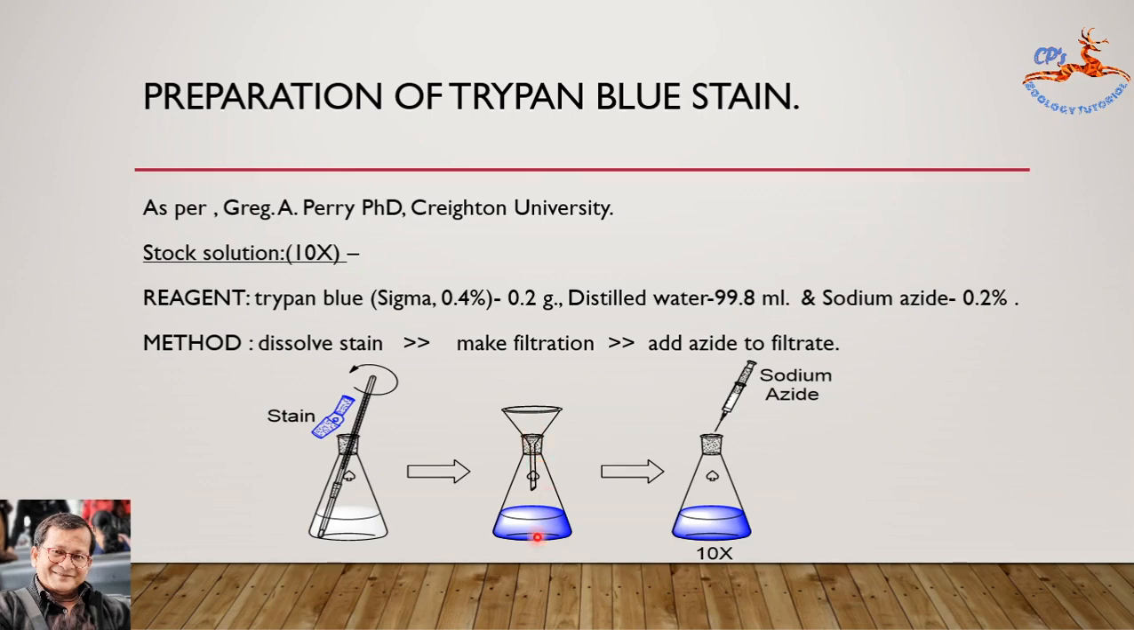Now after filtration, the filtrate is ready, but to stop any bacterial growth, sodium azide in 0.2% concentration is added to it. Then this stain with 10x strength has been prepared, and it should be used to prepare our next solution, the working solution, 2x strength.